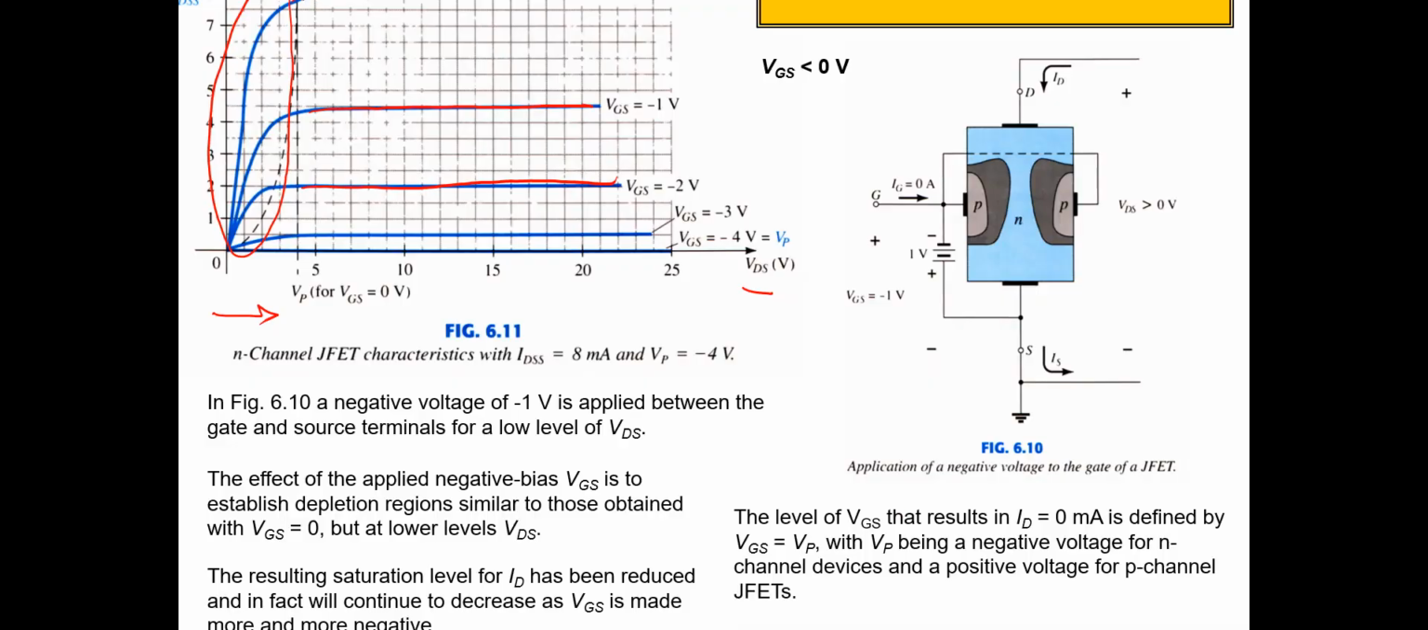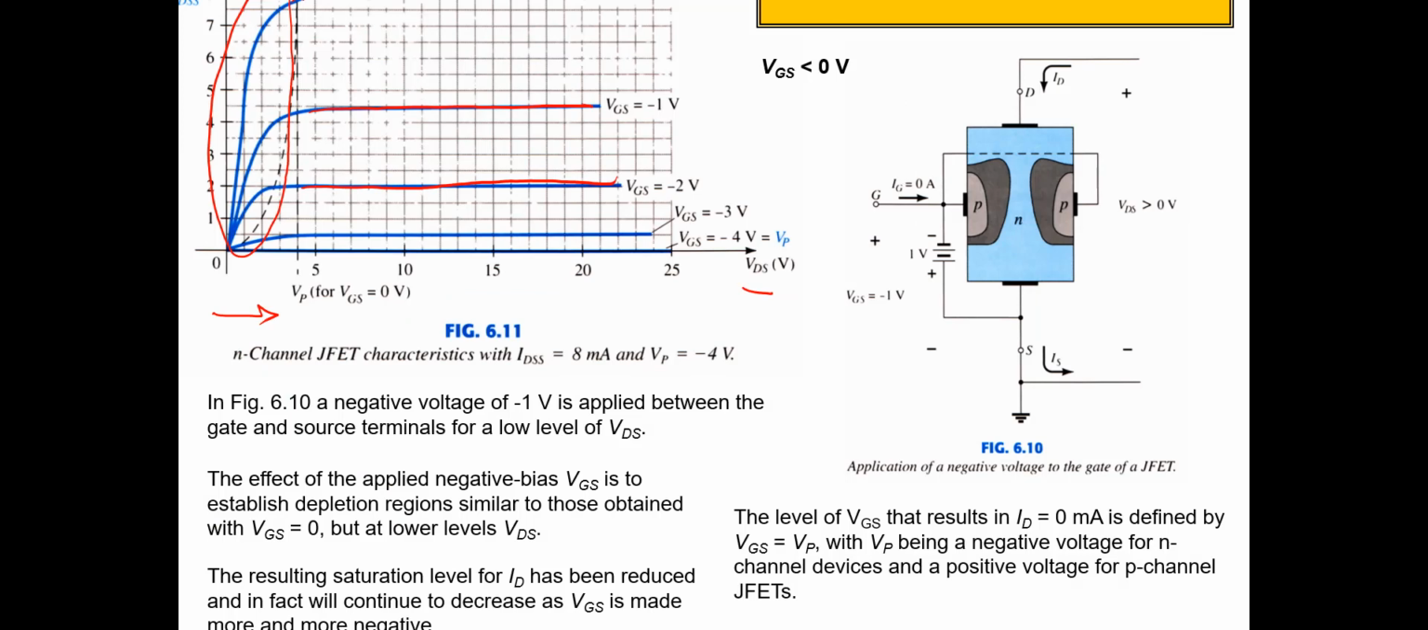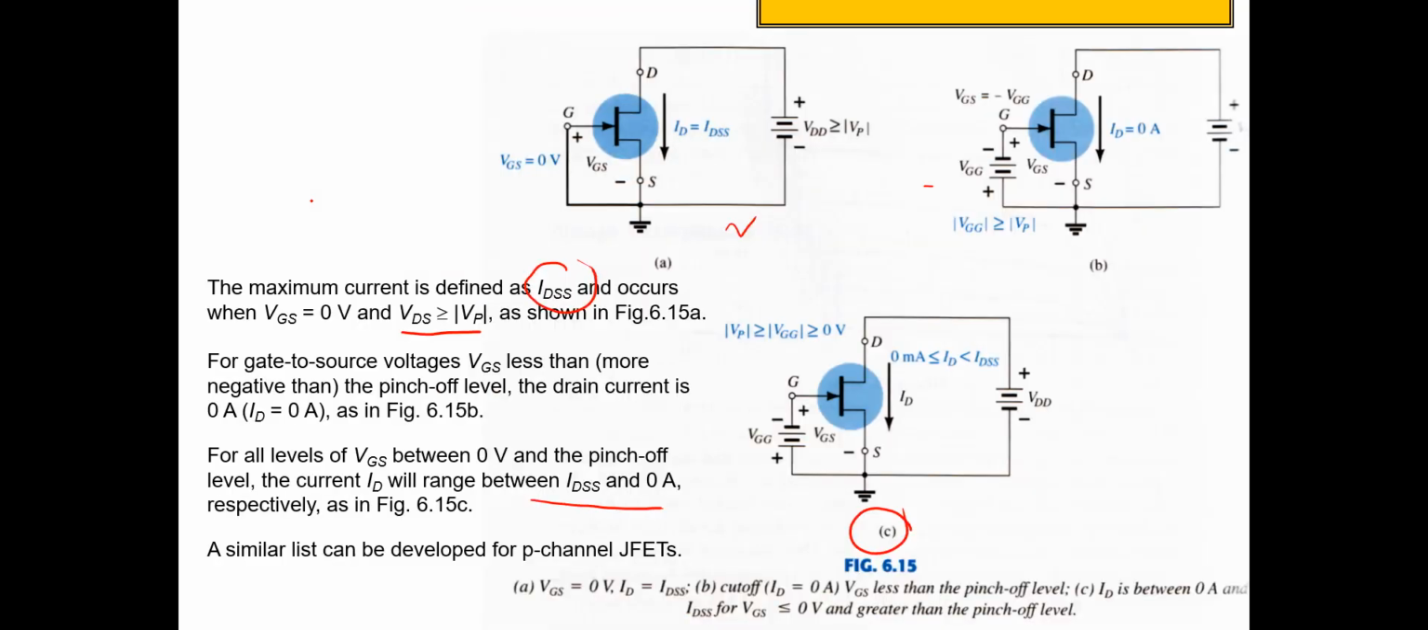This is the saturation region when VGS is equal to 0 and VDS is similar to or larger than VP here. This is the IDSS. Then if we decrease VGS, if VDS is lower than VP, this is the ohmic region, and after VDS is similar to VP, this is the saturation region. It's similar to when VGS is equal to -2.